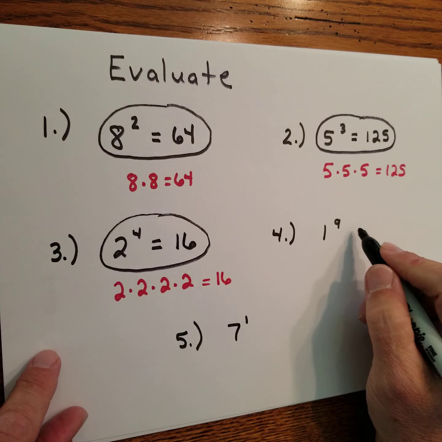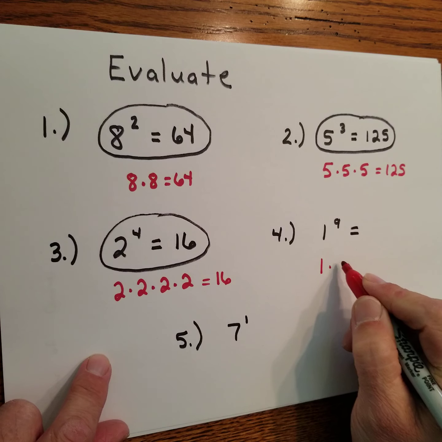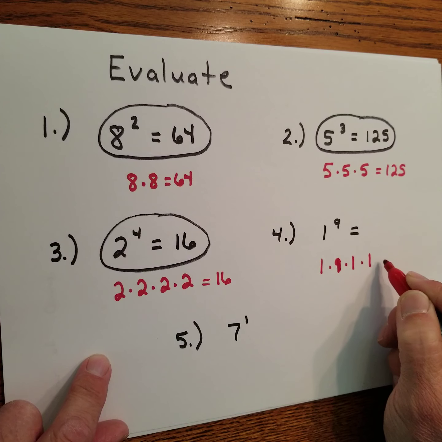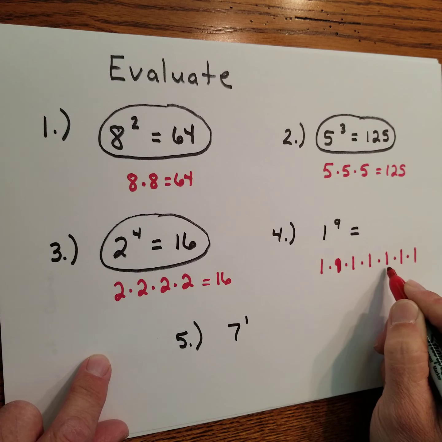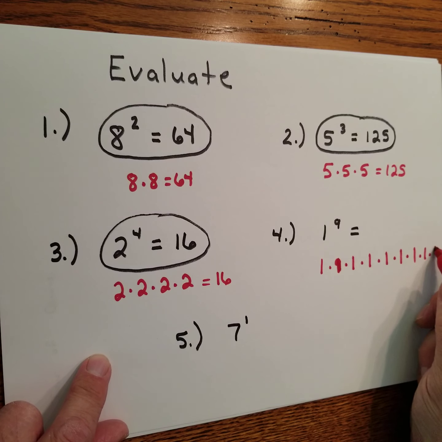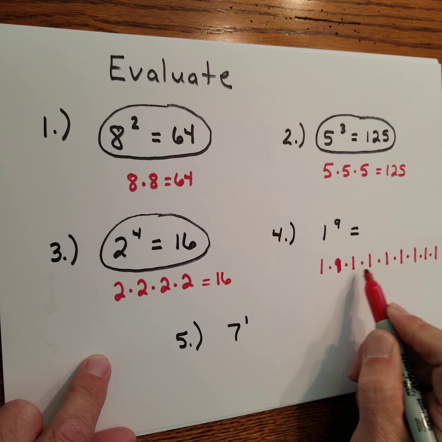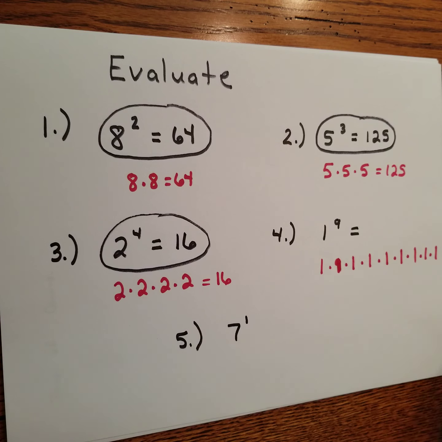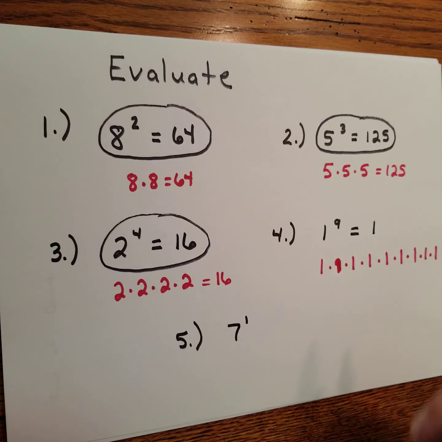1 to the 9th power is kind of a trick question. It means to take 1 and multiply it times itself 9 times. 1, 2, 3, 4, 5, 6, 7, 8, 9. Of course, 1 times 1 is 1, times 1 is 1, times 1 is 1, times 1 is 1, and so on. 1 to the 9th power, 1 to any power, is just 1.